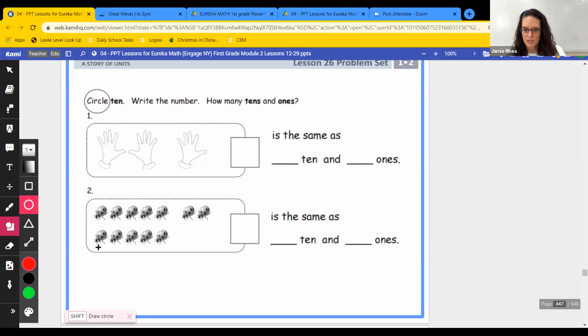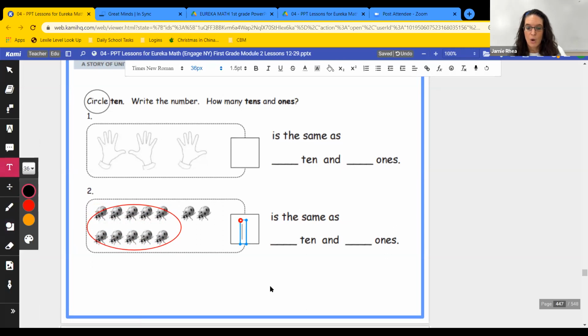Let's count our ladybugs. Ready? 1, 2, 3, 4, 5, 6, 7, 8, 9, 10, 11, 12. How many do we have? 12. Let's circle 10. I can say there's 5 and 5 make 10. Now, how many did we have all together? We had 12. Now, if I have 12, how can I write that as tens and ones?